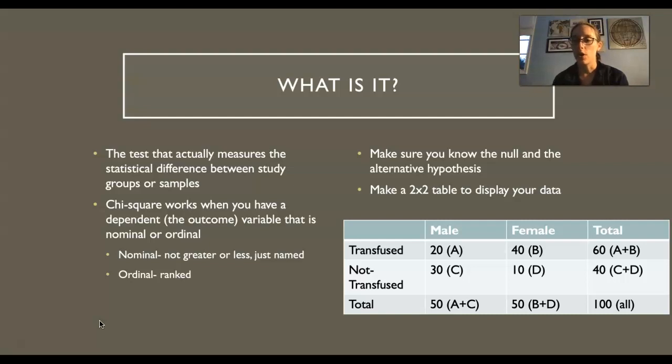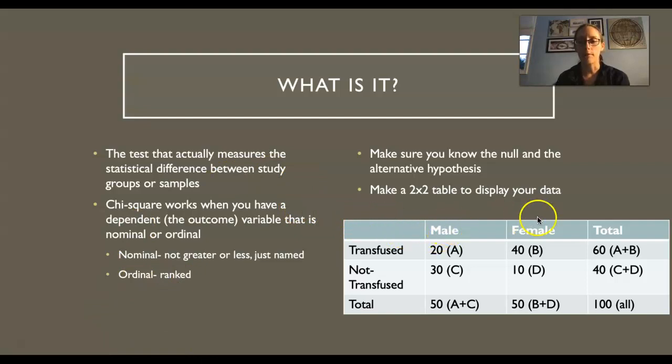Now make sure you know the null, which is of course that nothing is actually different, and then the alternative hypothesis, which is really your hypothesis of what you think is going to be the change or the difference. So you're going to make a 2x2 table to display your data. So I have a very simple one here.